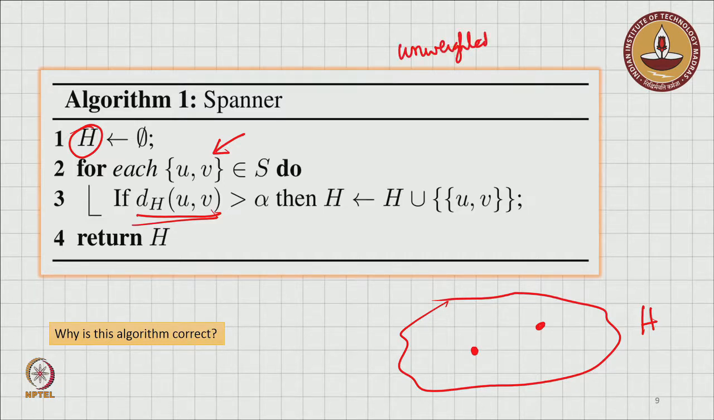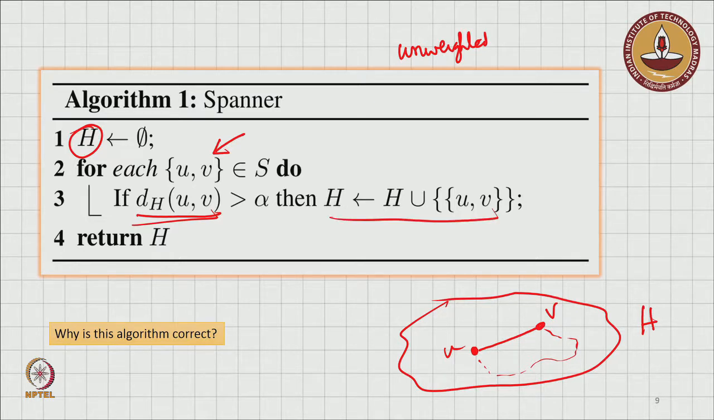Now if the actual distance between U and V, let's say the shortest path between U and V in H, is greater than alpha, then that means by including this edge, you are going to be ensuring that you're not overshooting that alpha approximation, right? Because now this means that you have to add this edge UV if this condition were to hold, which is exactly what we're doing.